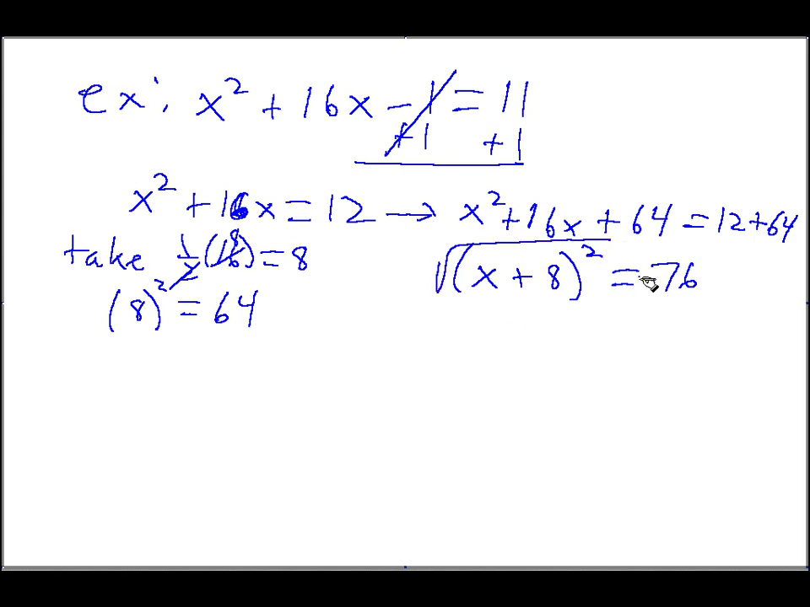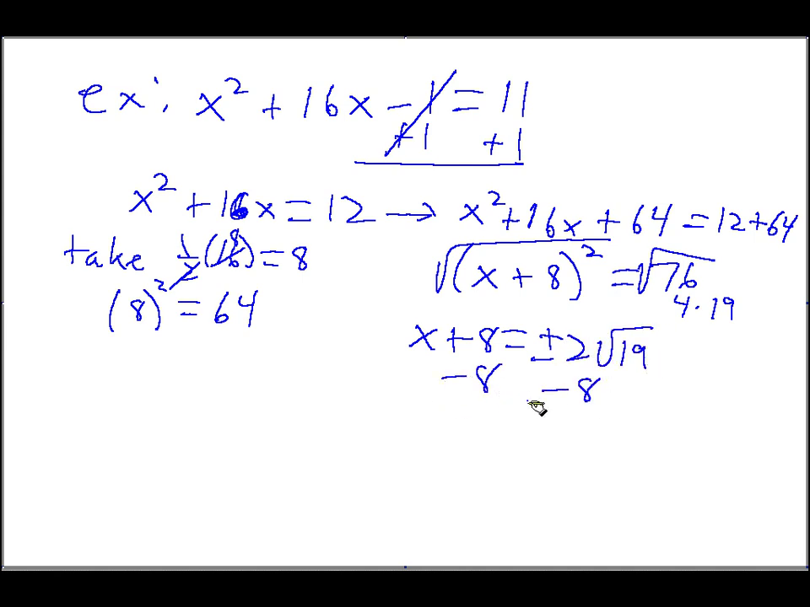All right? Now I can take the square root of both sides. So I get x plus 8 equal to plus or minus the square root of 76. That's 4 times 19, is it not? Just take your time on that. 76, 4 times 19. So what comes out? 2 comes out. So plus or minus what? 2 radical 19.